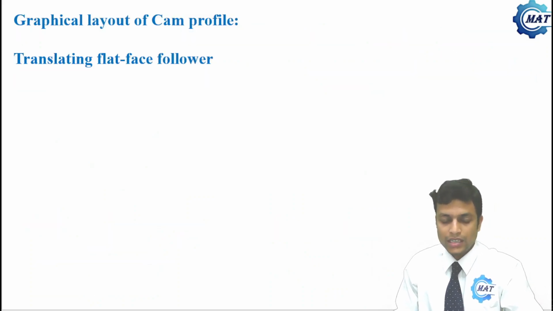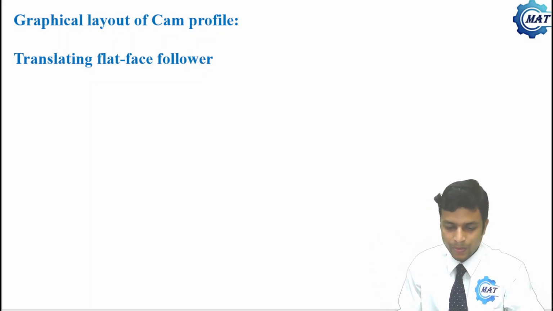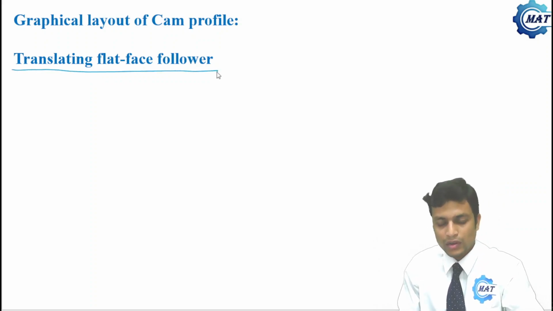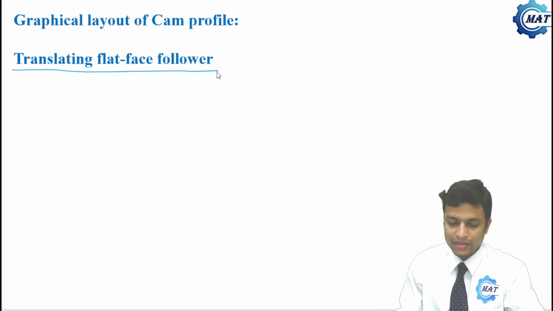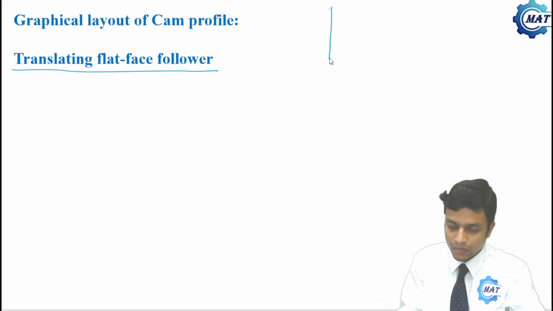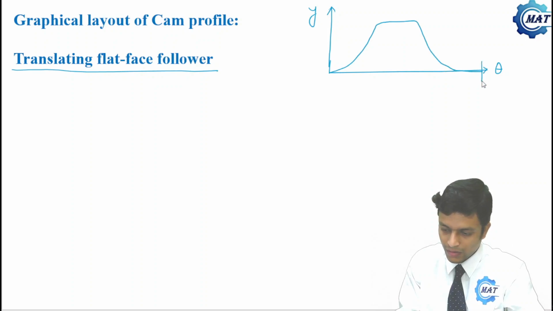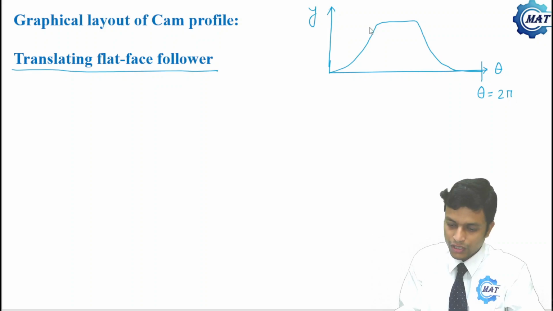Now our next objective is to design the cam profile by the graphical method. First of all, we'll do it for a translating flat face follower. As this is a graphical method, y theta will be given. Y versus theta graph will be given. This is theta, this is y. This is rise, then dwell, then return, then another dwell. So this is theta equal to 2 pi, that is a complete rotation.